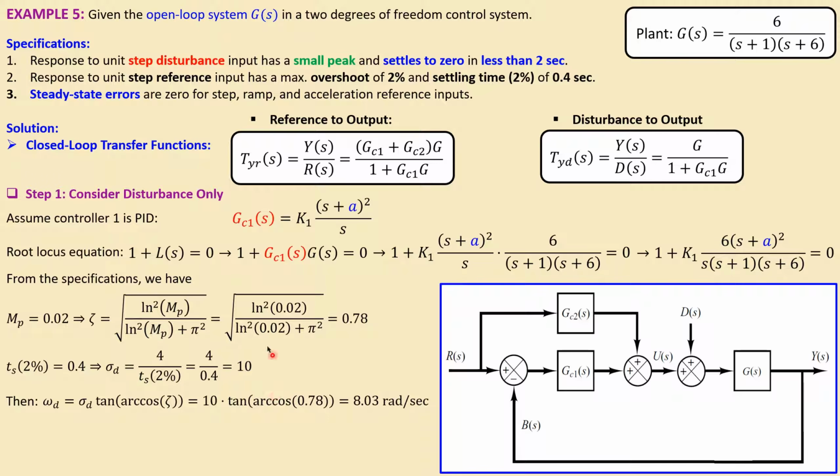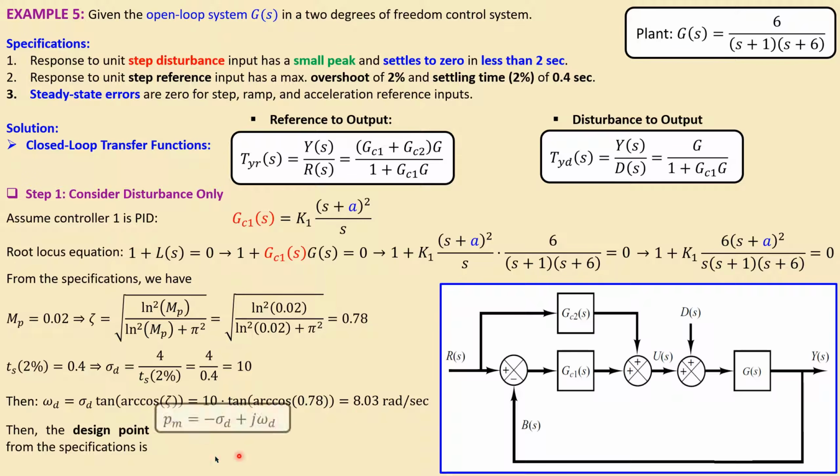Then, since we have the real value, we also need the imaginary value, which is omega d. Omega d is called the damped radian frequency. That is sigma d times the tangent of an angle, and that angle is determined by the arccosine, so the inverse cosine of zeta, the damping ratio. When you fill in the values we have determined, we get 8.03 radians per second.